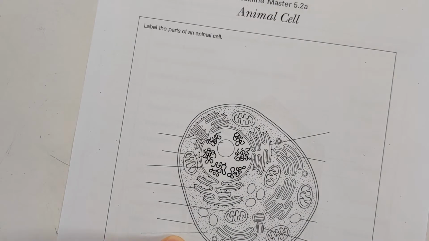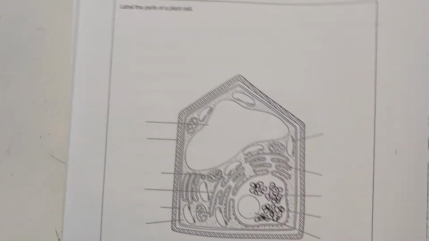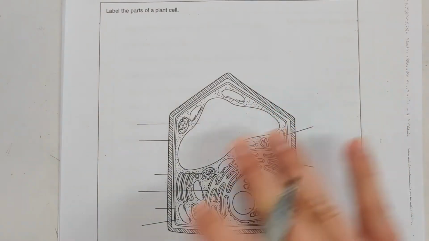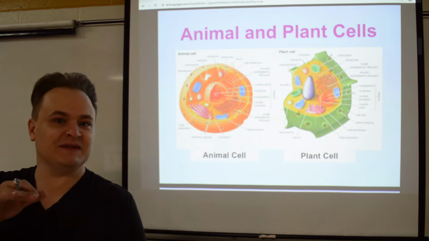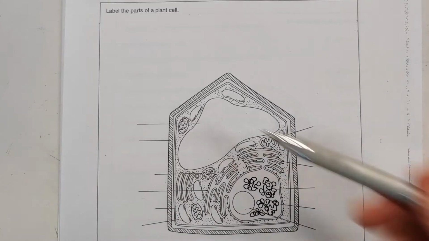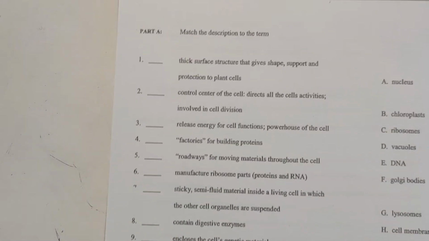You're going to do an animal cell, and then you're going to do a plant cell. And remember, things are a little bit different in a plant cell. They're a little bit crazy. There's extra parts, and things are different shapes and sizes. So remember that. This will be a little bit of a challenge for you. Then, of course, you're going to do some matching, and you're going to do some fill in the blanks.